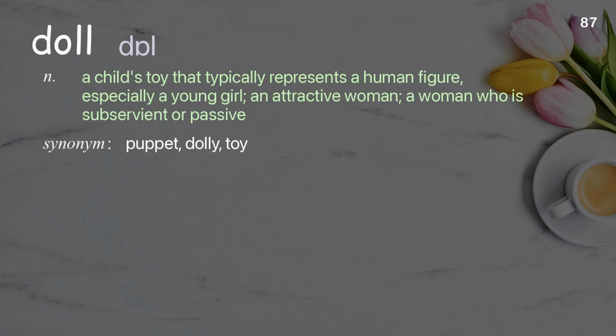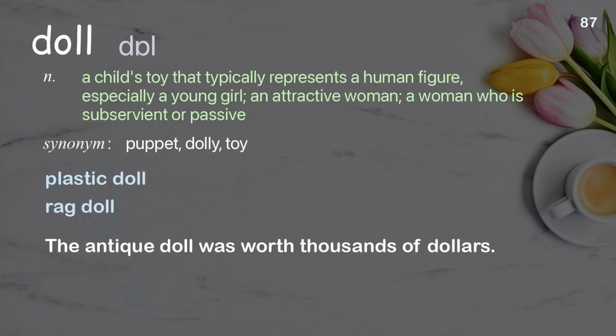Doll. A child's toy that typically represents a human figure, especially a young girl, an attractive woman, a woman who is subservient or passive. Examples: Plastic doll. Rag doll. The antique doll was worth thousands of dollars.